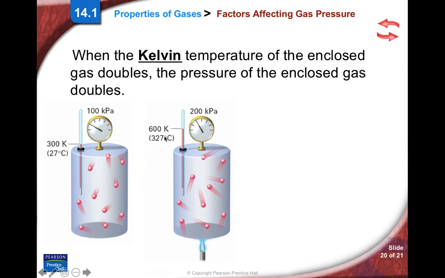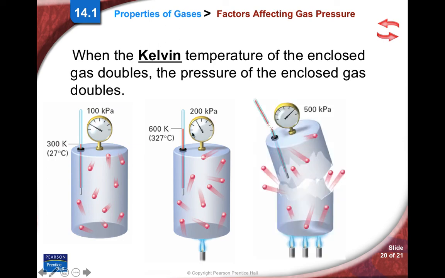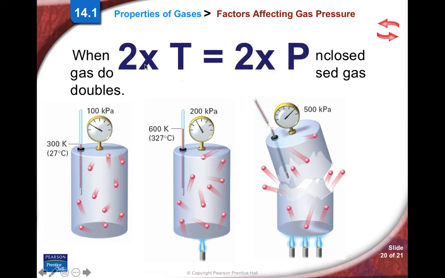Okay, double the temperature in Kelvin to 600, and you'll double the pressure. And then if you keep going, you might break your container. Okay, so again, doubling the temperature, 300 to 600, doubled the pressure, 100 to 200. That's a direct relationship. They do the same thing.